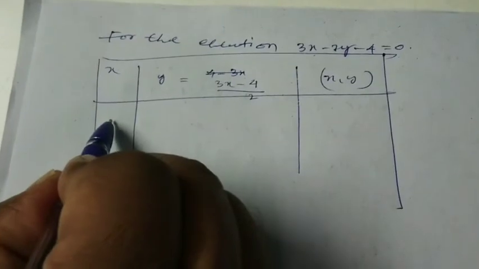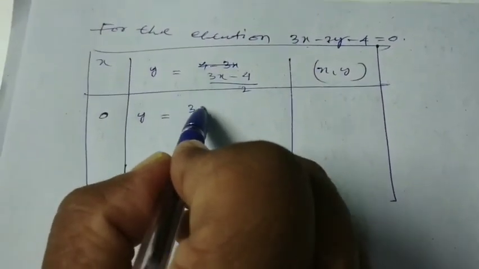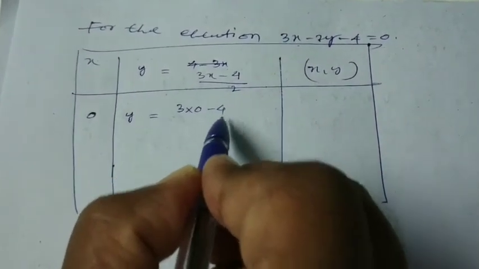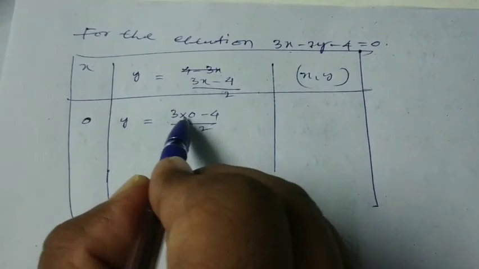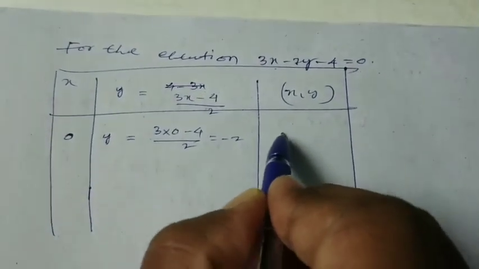If x equals 0, y equals how much? y equals (3 into 0 minus 4) by 2. 3 into 0 is 0, 0 minus 4 equals minus 4. Minus 4 by 2 equals minus 2. So 0 comma minus 2.